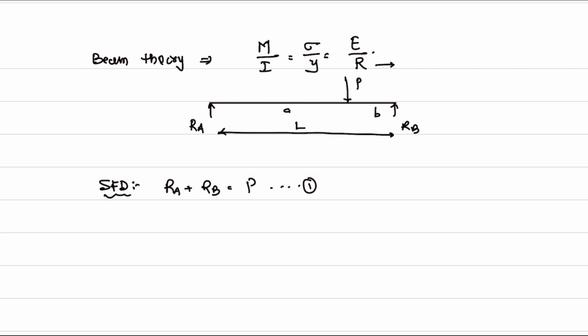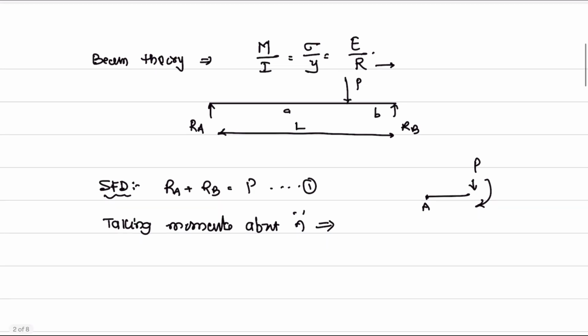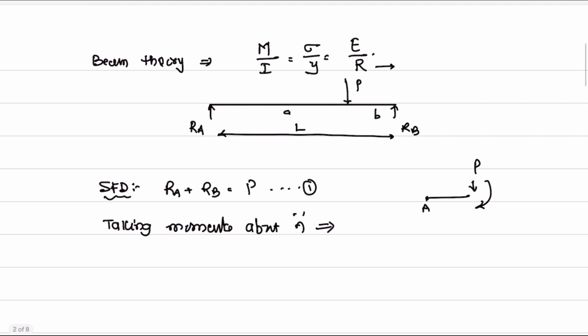Then taking moments about A, that implies P into A. P acting at distance A is causing a clockwise moment, P into A. Whereas RB into L, this is A, this is B, RB is causing an anti-clockwise moment.